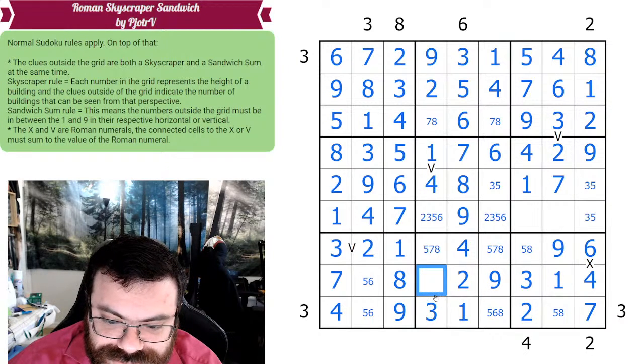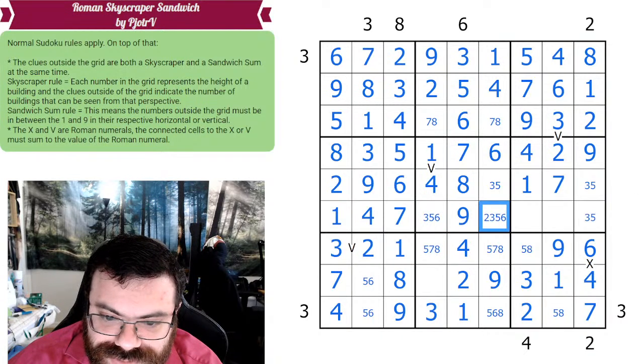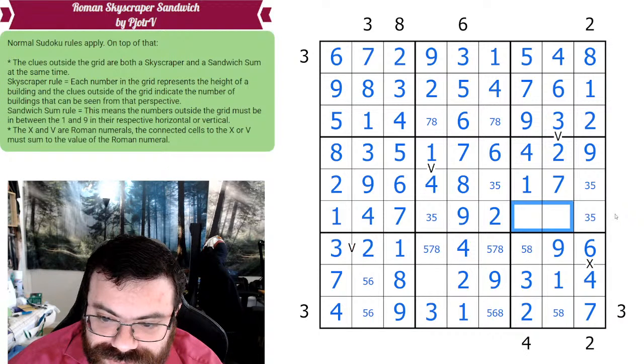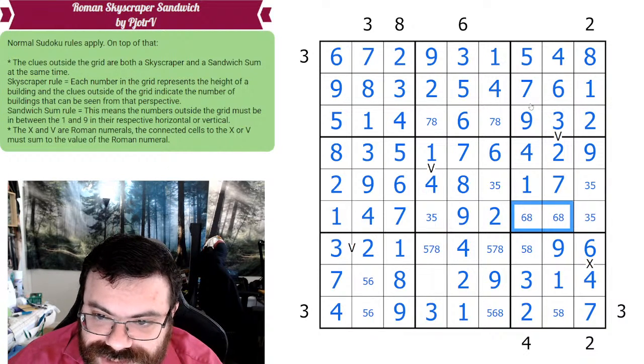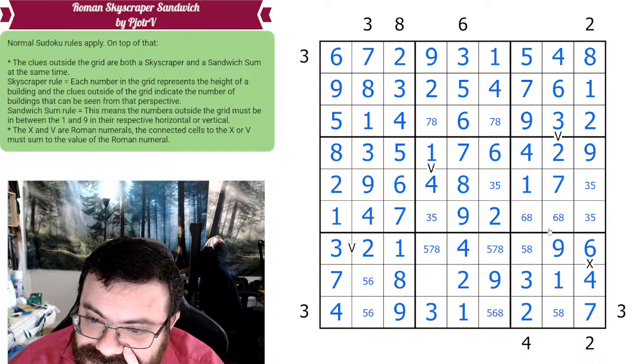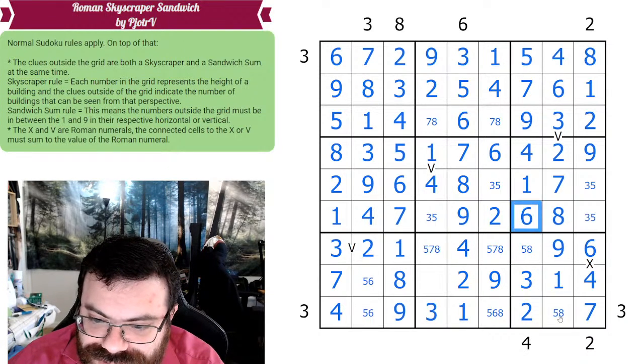That's a 9. That's not a 2, so the 2 goes here. I have way too many things here. That's not a 6. That's a 3 or 5. Very nice puzzle that looks like we're finishing up. I don't think I've ever seen this, but I haven't done a lot of skyscrapers in general. This is 8 and 6, 5 and 8.